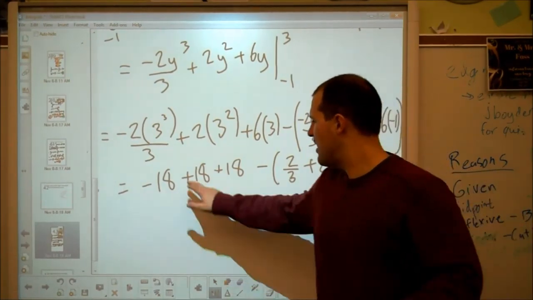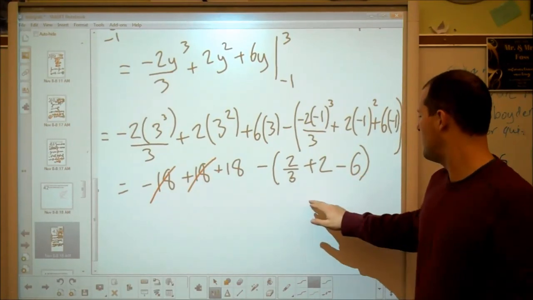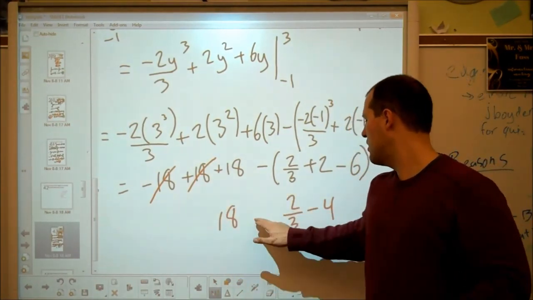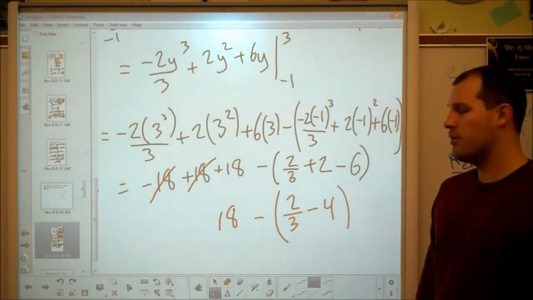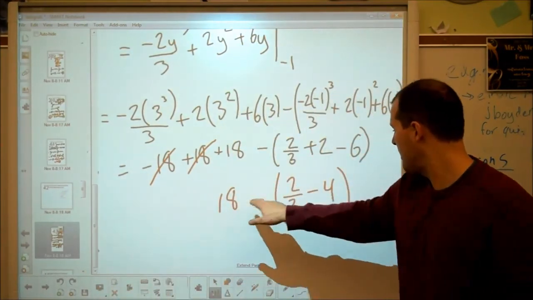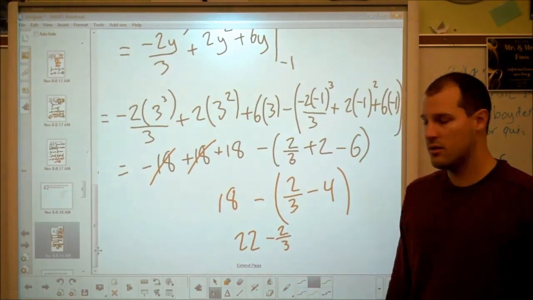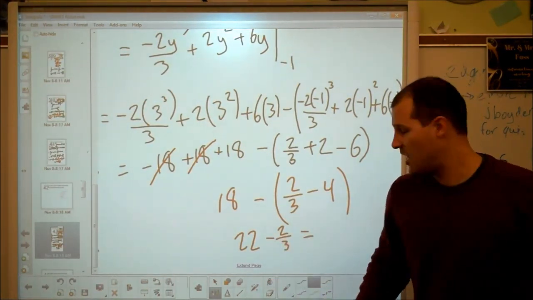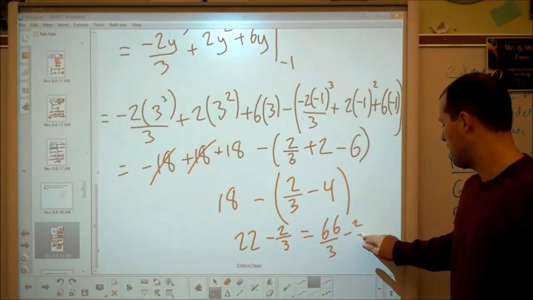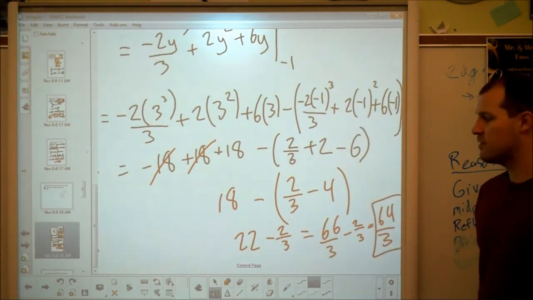Now simplifying, negative 18 and 18 is easy to deal with. And down here 2 minus 6 is, we're going to rewrite that as 2/3 minus 4. So I get 18 minus 2/3 minus 4. Let's do things the easy way, not the hard way. And so 18 minus a negative 4, that would be 22 minus 2/3. Which would be the same as, let's get a common denominator, that would be 66 thirds minus 2/3 would be 64 thirds. And we're all set.